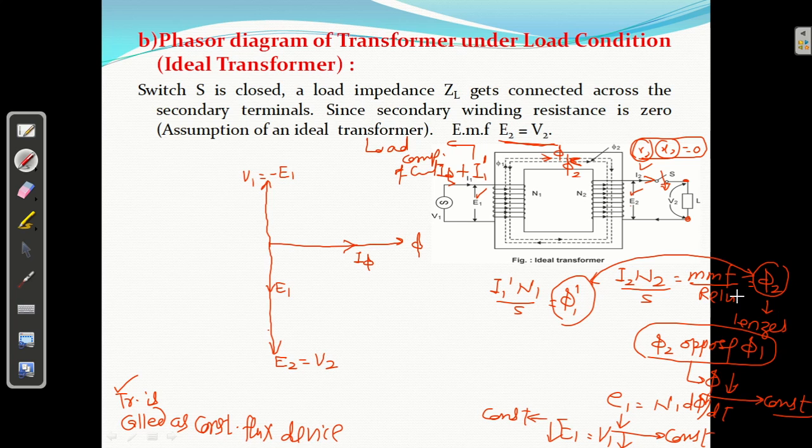So phi2 will increase. When phi2 increases, what will happen? The transformer draws the load component of current I1 dash. It will produce a flux phi1 dash. It will neutralize phi2. They neutralize and cancel each other.